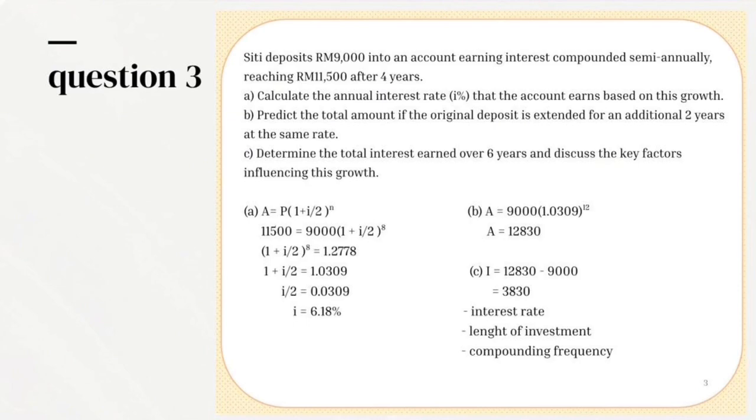B. Predict the total amount if the original deposit is extended for an additional 2 years at the same rate. Total duration is 6 years and m equals 2, so n equals 12.